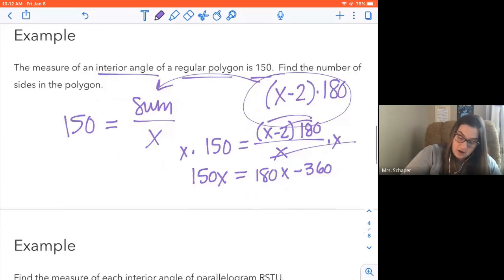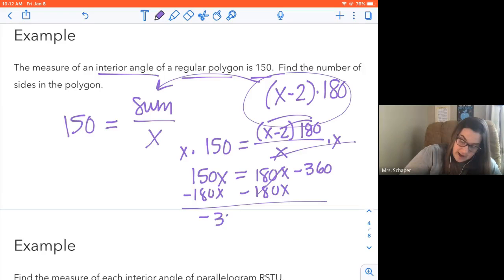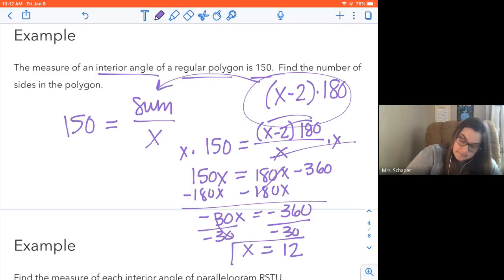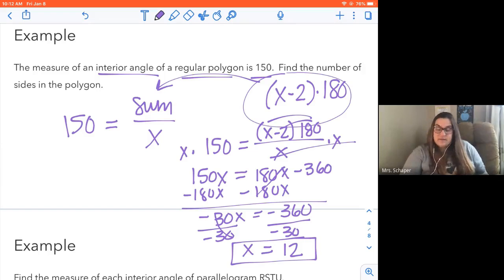I'm going to keep solving this equation for x. And so negative 30x is equal to negative 360. I'm going to divide both sides by negative 30, and I'm going to get that x is equal to 12 sides. Okay, so 360 divided by 30 is 12. We have 12 total sides.